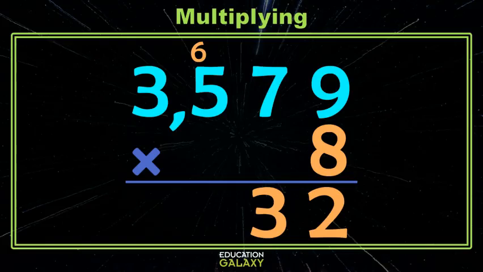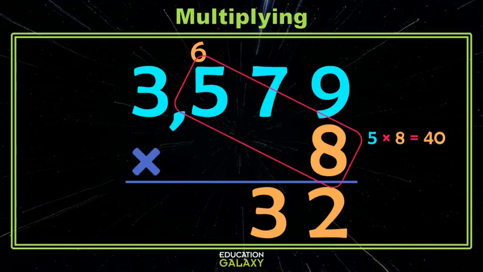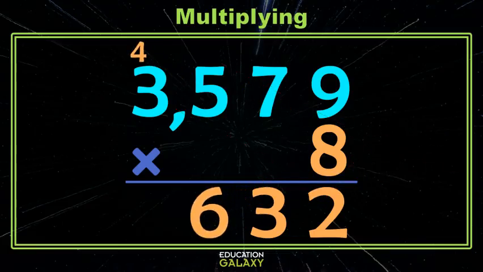Now, what do we multiply? If you said 5 and 8, you're correct. 5 times 8 is 40. Don't forget the 6 you carried. 40 plus 6 is 46. 46 doesn't fit in the hundreds place, so we put the 6 in the hundreds and carry the 4.